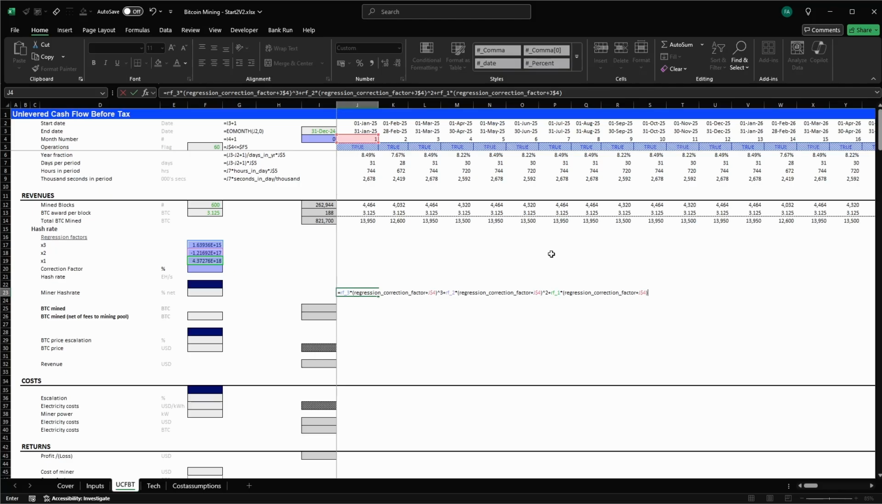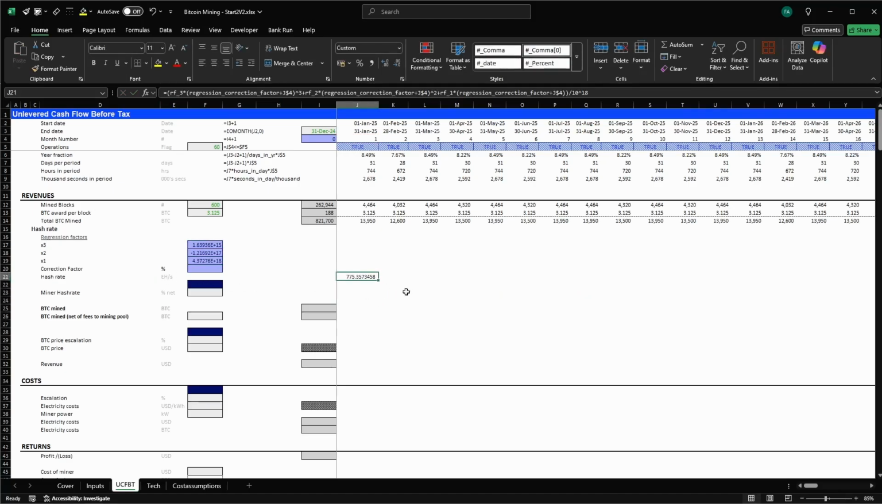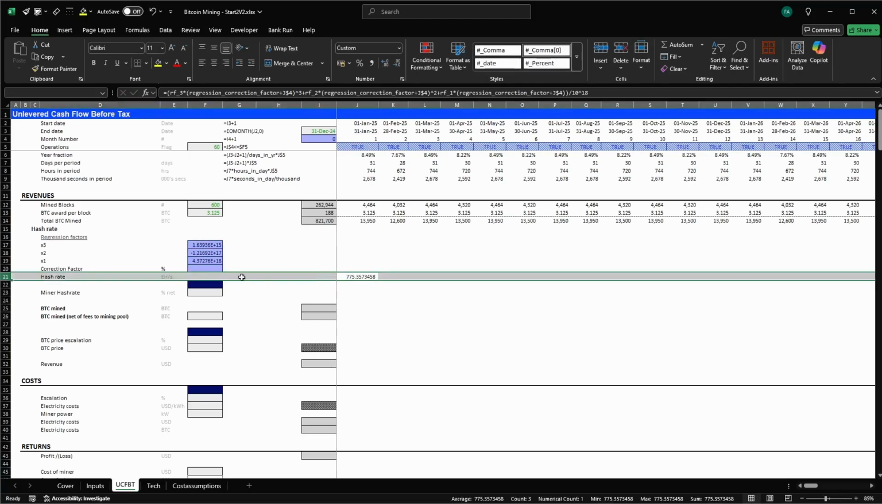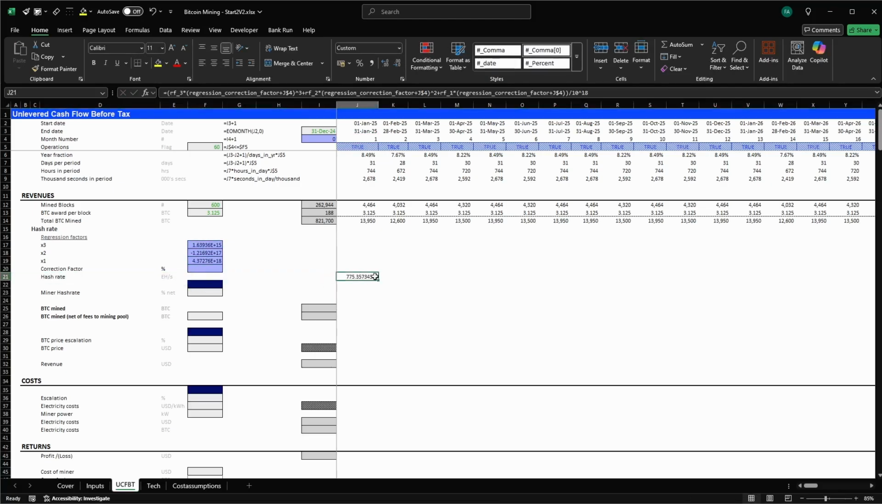And I have to divide all these things here. Let me see. I think it's divided by 10 to the power of 18, because we have this in exa. Sorry, just let me go here. It should be here. Which column is it? Yeah, that's correct. We have it in exahash per second, to the power of 18.